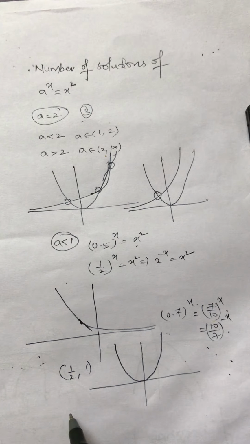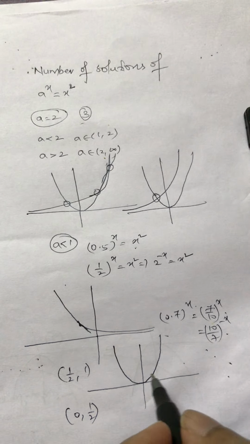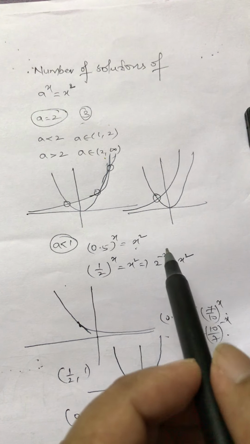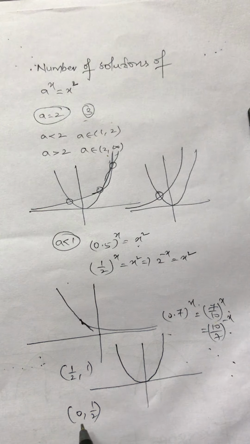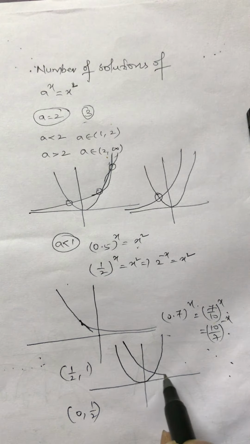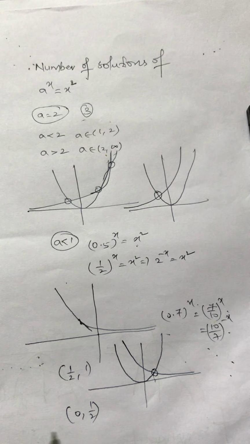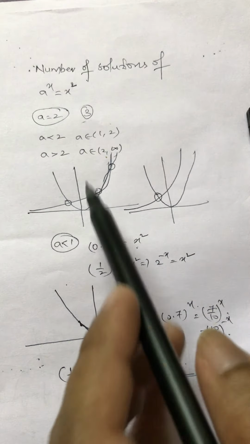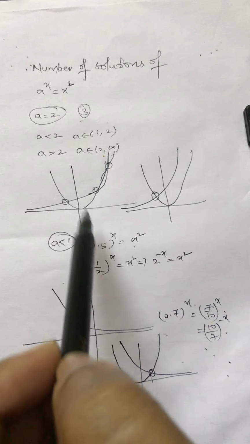So if a belongs to 0 to half, there is a chance that we'll have most likely only one root. Here we'll have 3 points of intersection, but for 0 to half we'll have only 1 point of intersection. So the graph will be like this. Only 1 point of intersection in between, and we can decide using f of x equal to a power x minus x square. So repeat the same pattern, substituting x equal to 0, 1, 2, 3, and so on.